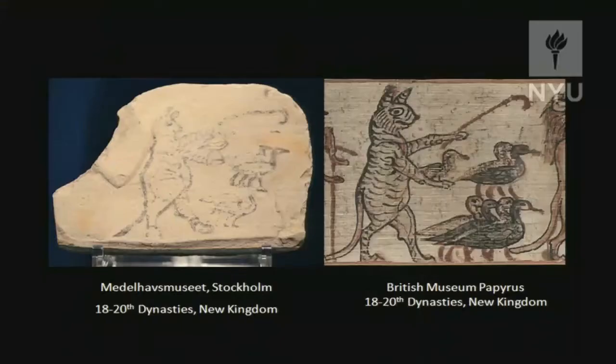Indeed, the style and similar composition of the Stockholm ostracon and the vignette in the British Museum may indicate that the same artist was responsible for both. However, even if one does not want to jump to the conclusion that these two images are done by the same artist, I think it is apparent, nonetheless, that one artist was aware of the other's work.